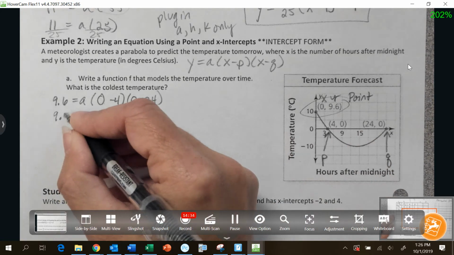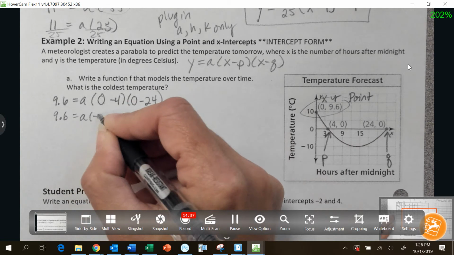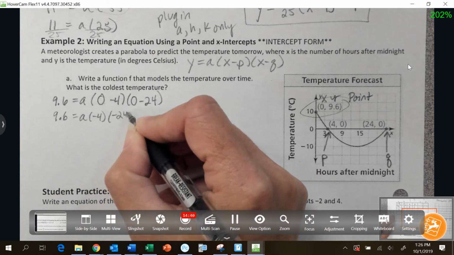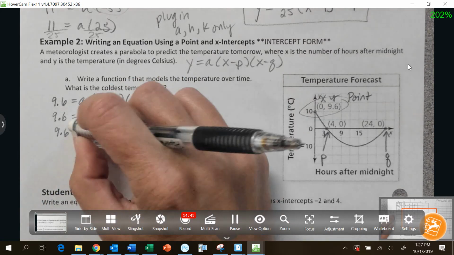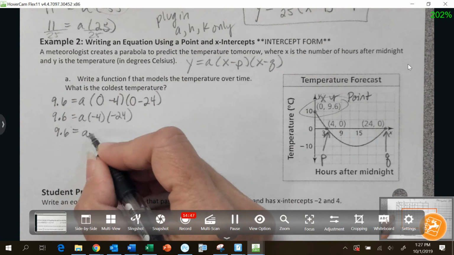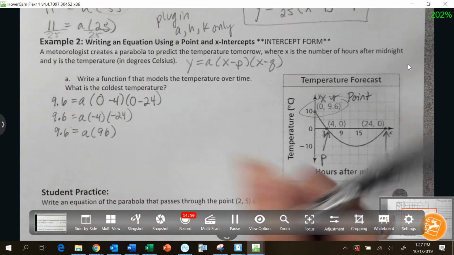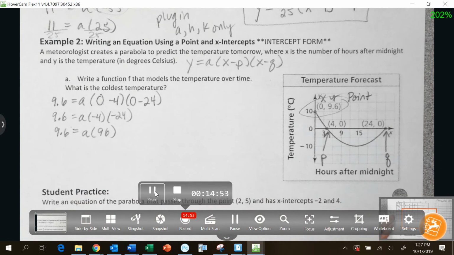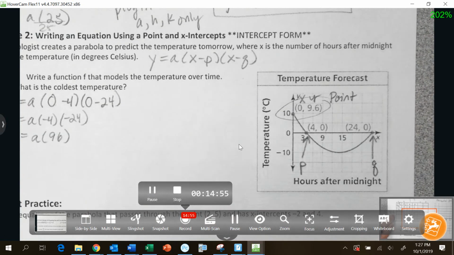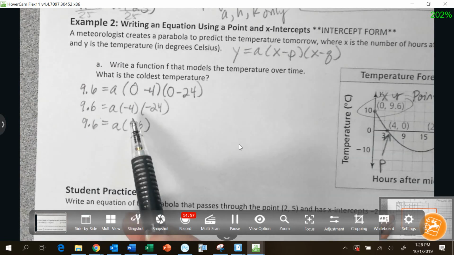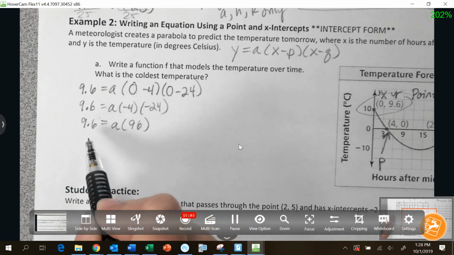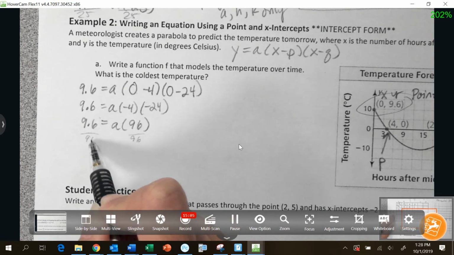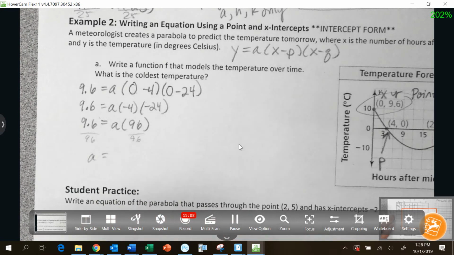So I'm going to simplify it a little bit. 9.6 equals a times -4 times -24. So what is 4 times 24? 96. Okay, so negative 4 times negative 24 is 96. Divide both sides by 96. It is not 10, but 1/10 or 0.1.